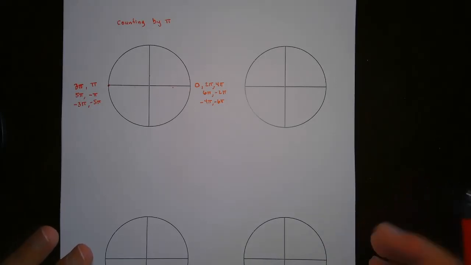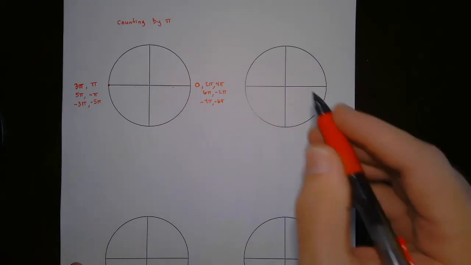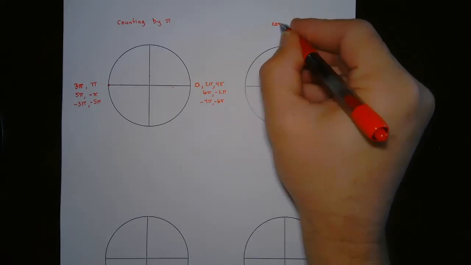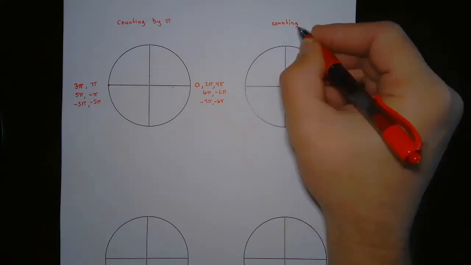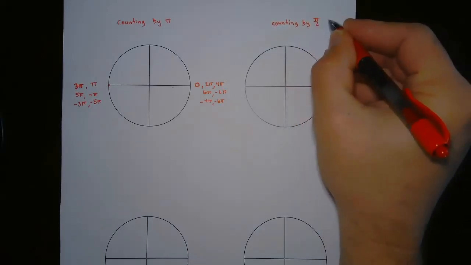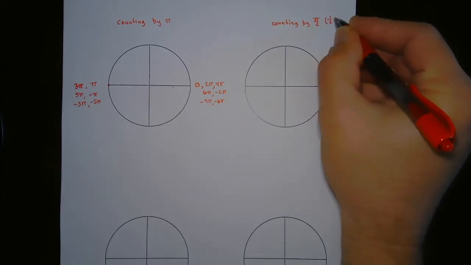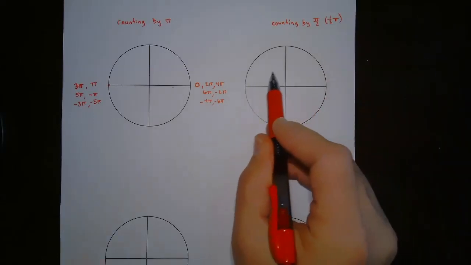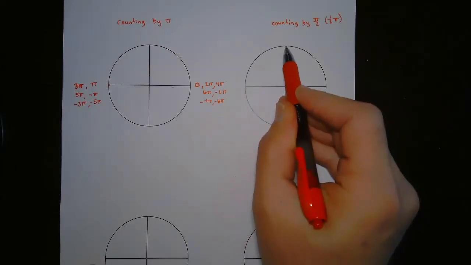All right, so now what I wanted to do is go to the next diagram, okay? And I want to count by pi over 2. And the more of these you do, you'll go, oh, I'm starting to get it, okay? Counting by pi over 2. Now, you can also think of this as being half of pi, okay? So we know right here, from here to here is pi. So where's pi divided by 2? Well, it would be right here, okay?